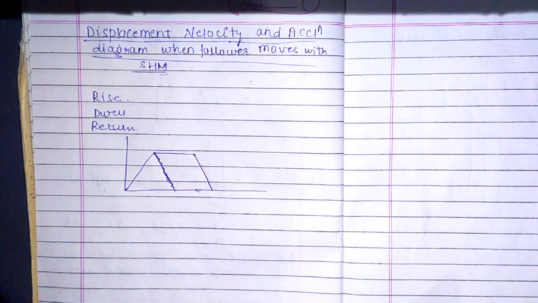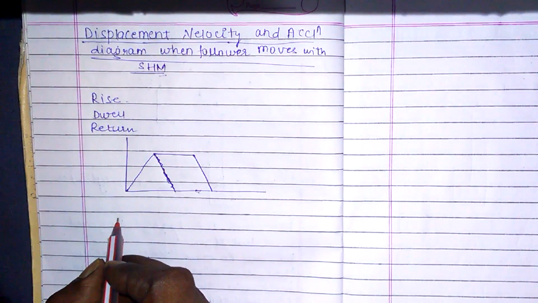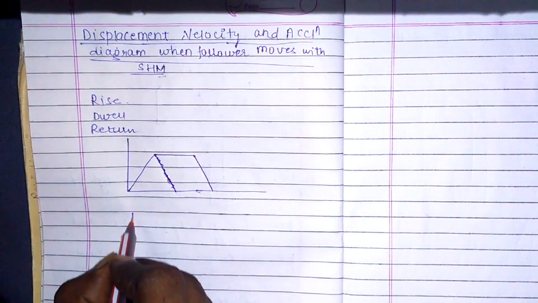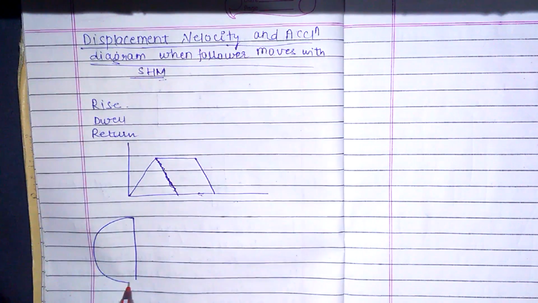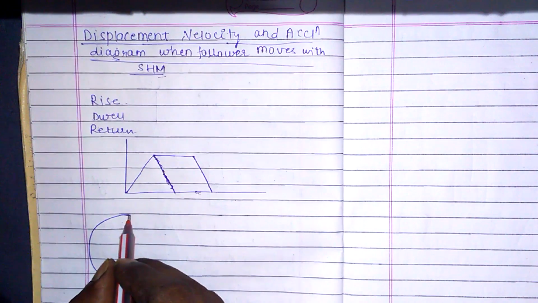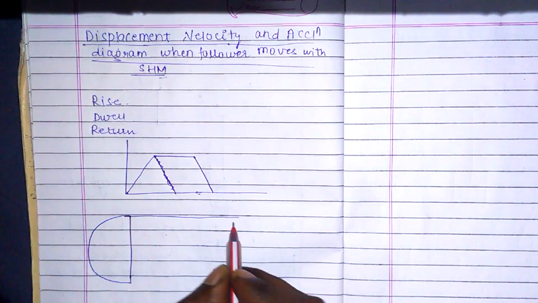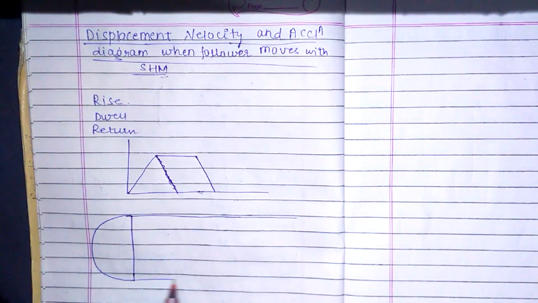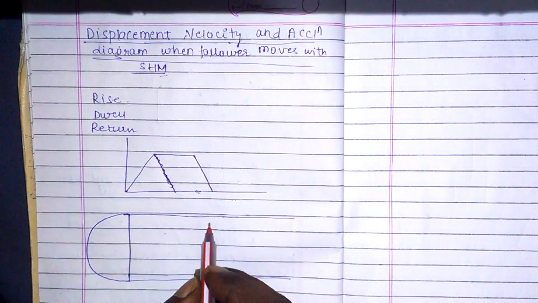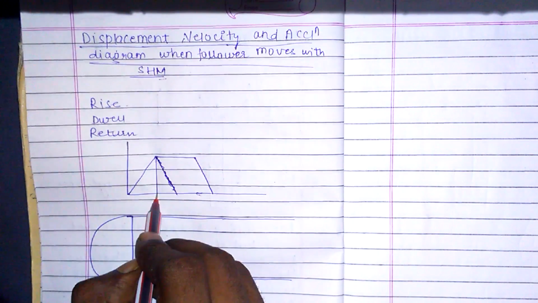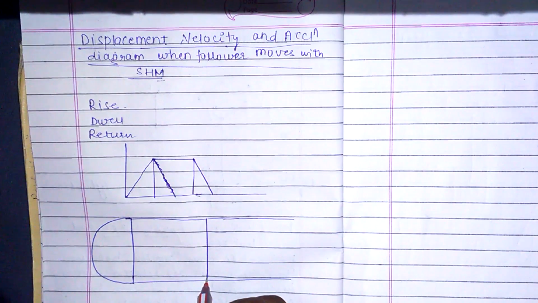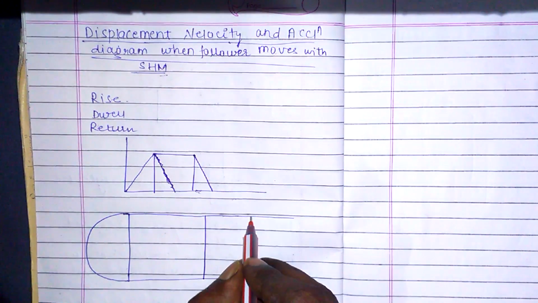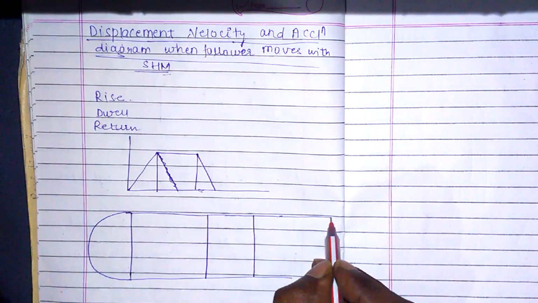So first of all, we have to draw a semicircle. This is the stroke length, and the semicircle we have drawn. First of all, we draw this semicircle, and then this line. This is the method. Now as I have told you about the rise, dwell and return stroke, first of all we have to show how much rise it takes, then how much dwell, and then the return.